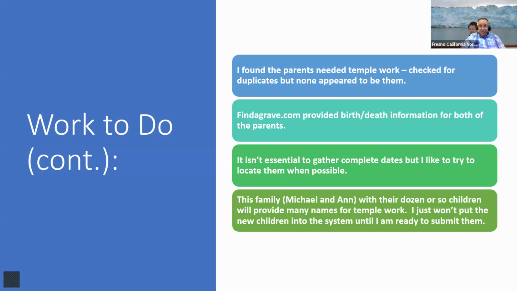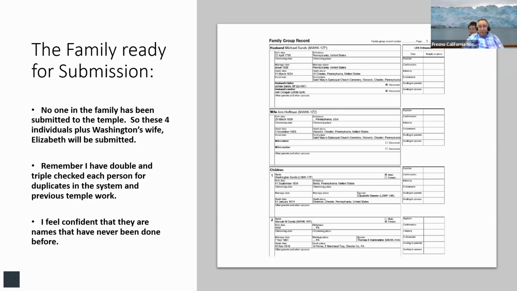It's not essential to try to have complete information on people, but the more complete you are, the better the records are. And so this family with Michael and Ann and their dozen children are ultimately going to supply me with a lot of work. What did I get so far? Well, this is the family group sheet for them at this point.